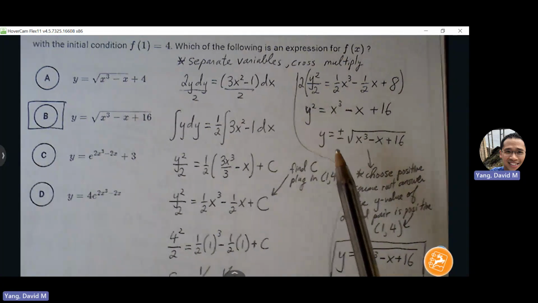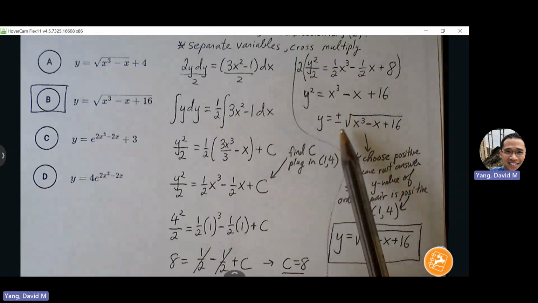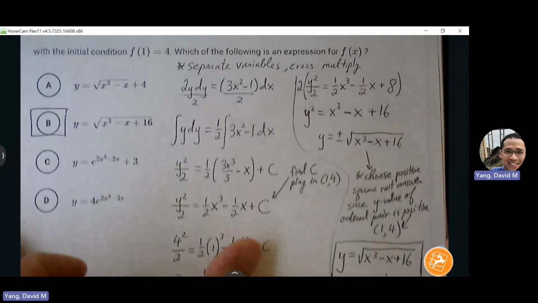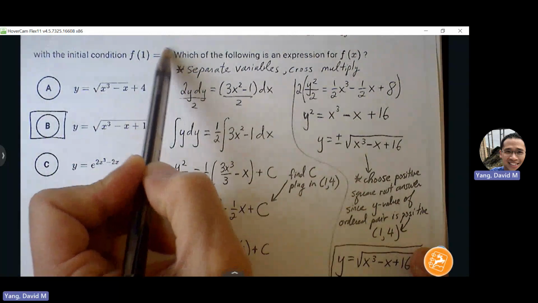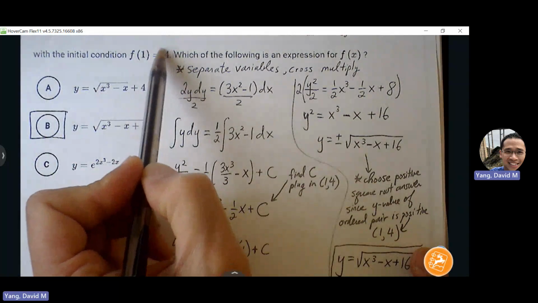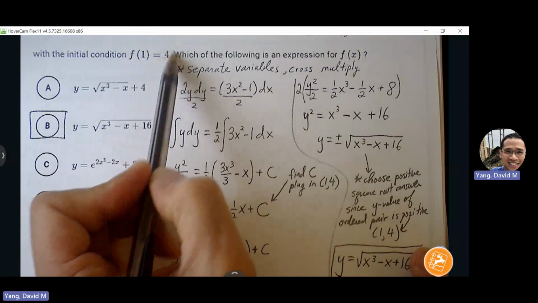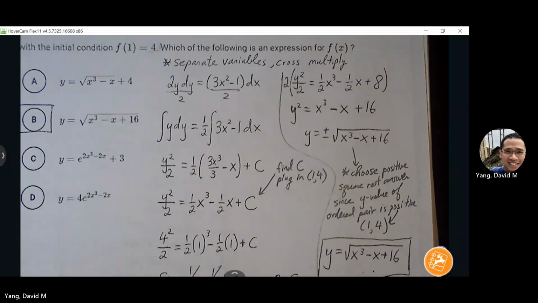Now, if at the end you see that it ends up being a plus or minus square root, then make sure you choose your appropriate solution based off of your given ordered pair. If your given ordered pair has a y value that's positive, you want to pick the positive square root. If your y value is negative, then you want to choose a negative square root.